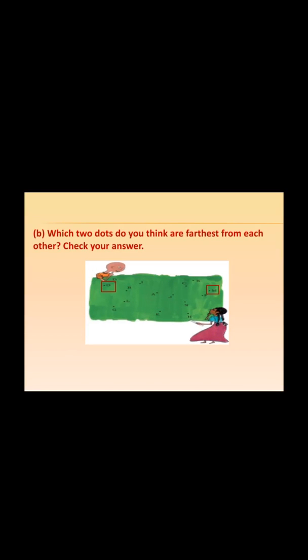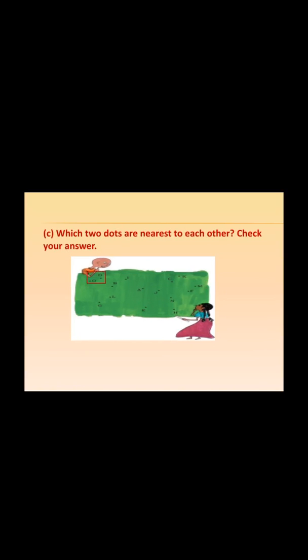Here the question is, which two dots do you think are farthest from each other? Well, the dots O and M are farthest from each other. Which two dots are nearest to each other? As you all can see, dot O and dot D are nearest to each other.